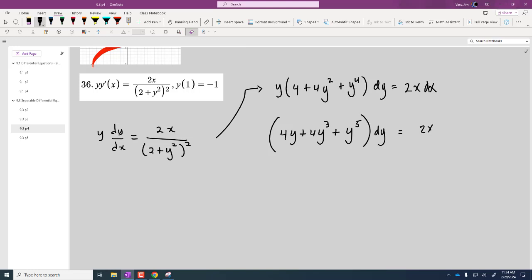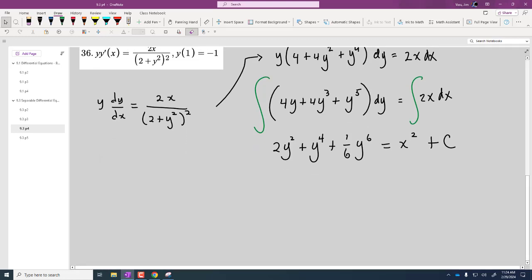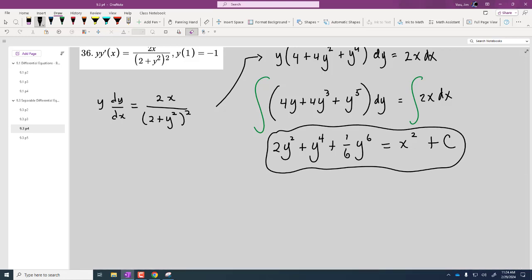So now we have both sides written in forms that the integration step will be pretty easy. So then we integrate the left, we get 2y squared plus y to the fourth plus 1 over 6 y to the 6 equals x squared plus c. So that is our general implicit solution. Now this one, we're not going to be able to isolate y or t, or x, I guess, in this one.